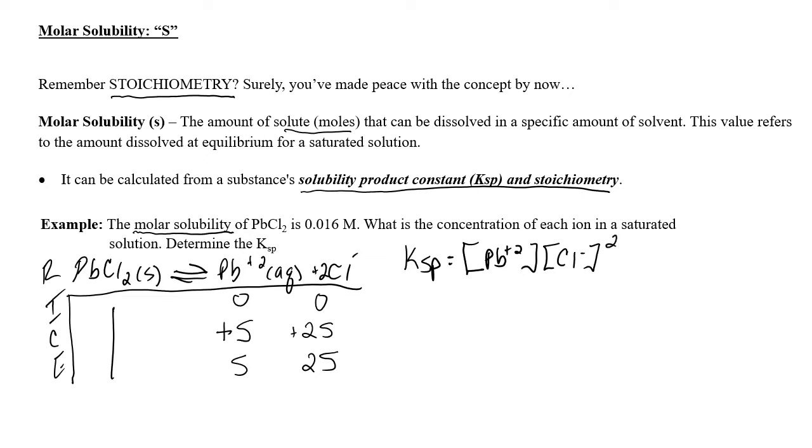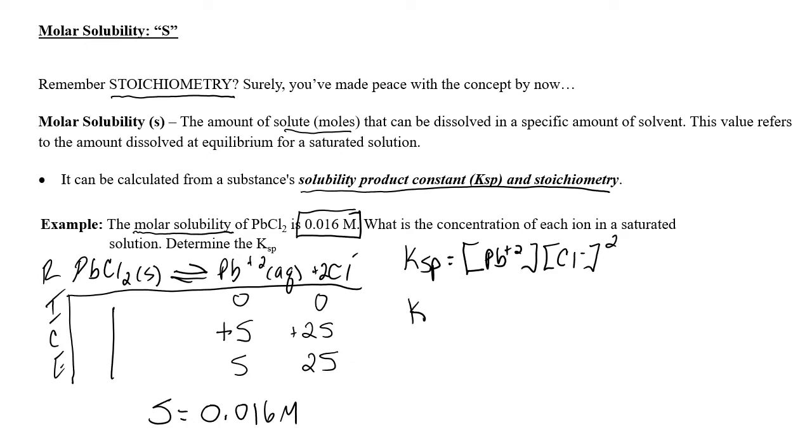Now, in order to solve for KSP, we're going to need these ion concentrations. Well, we have a very important piece of information that tells us the S value, molar solubility is S. When you hear the word molar solubility, think S. So then we have S is 0.016, and that would be the lead ion concentration.